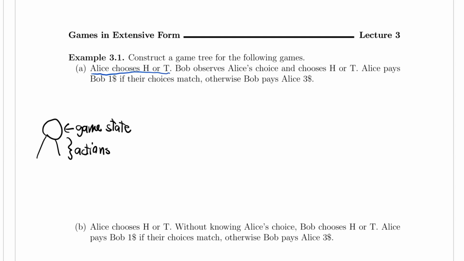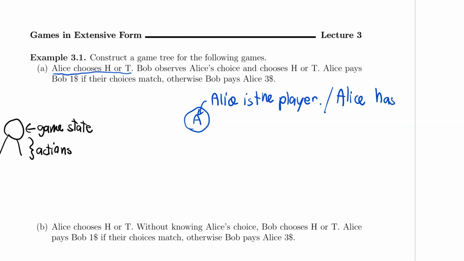That means at the first state, we will have Alice. Here, Alice is the player, or sometimes we will say that Alice has the move. And then we say that Alice can choose between head or tail. So Alice will have two possible actions here. One action is to choose head, and the other is to choose tail.